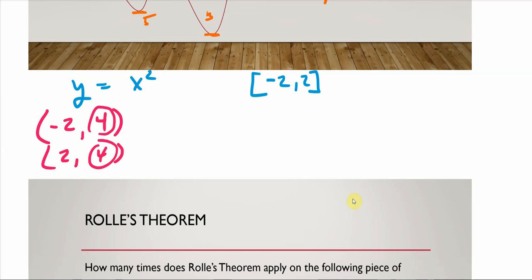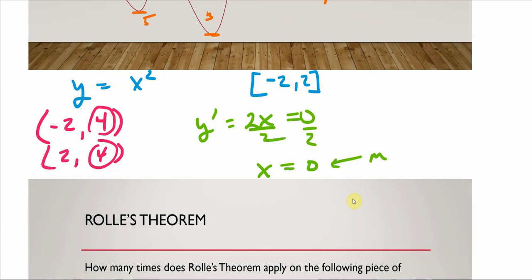So Rolle's theorem is going to apply in this function. So what am I going to do? I'm just going to take the derivative, y prime, which is 2x, and set it equal to 0. Now I'm going to solve for my x coordinate. I divide by 2, so at x equals 0, I'm going to have a slope of 0. So my slope is 0 at x equals 0.